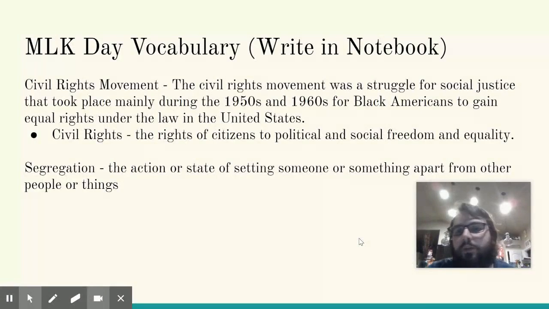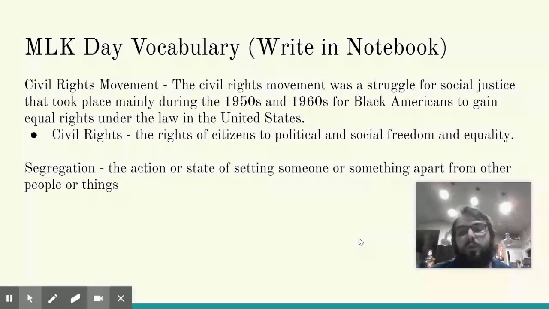The Civil Rights Movement was a struggle for social justice that took place mainly during the 1950s and 1960s for Black Americans to gain equal rights under the law in the United States. That's a lot of information there. But basically, Black Americans in the 1950s and 60s were not treated equally under the law. A whole bunch of different things there, okay?